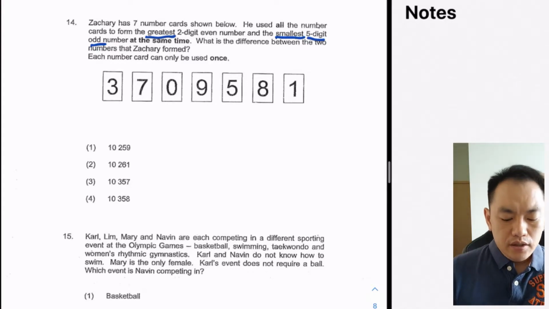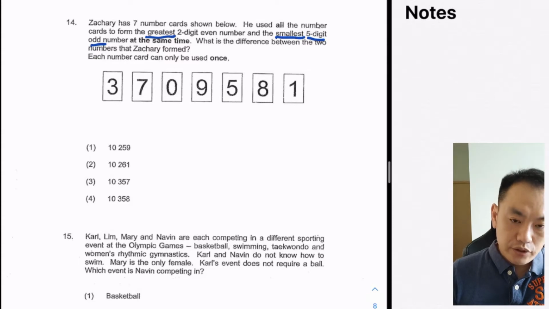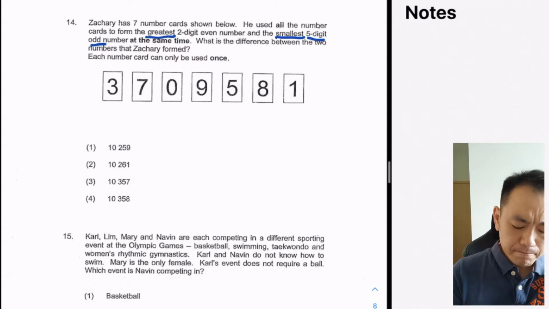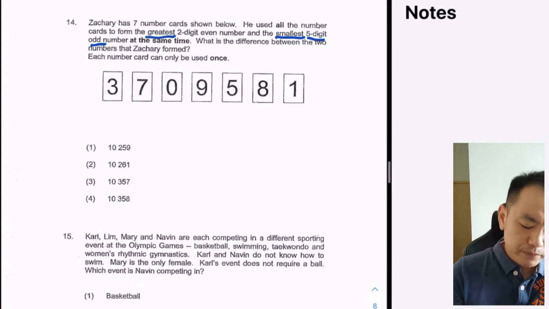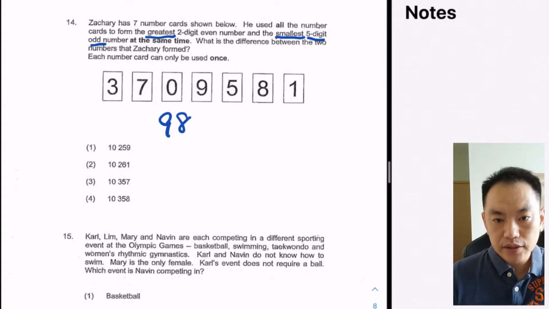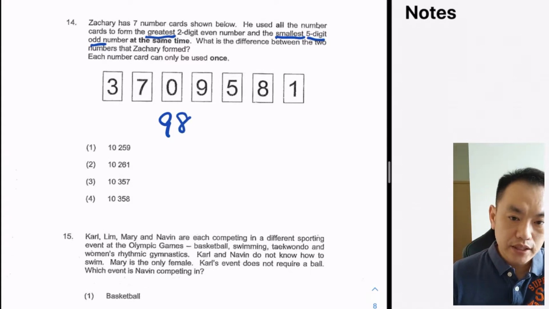Okay, so let's look for the first one, the greatest 2-digit number. So you want to have a 2-digit number and it's the greatest. That means you need to use the biggest number you have in the first digit. So you have 3709581. The biggest number was 9, and then the second biggest number was 8. So 98 will be your greatest 2-digit number from this card.